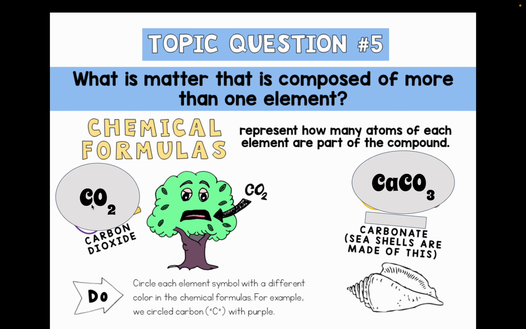They're in this fixed ratio, right? Still a pure substance. If we had a sample of pure carbon dioxide, we would know for every 1 carbon atom, it would be chemically bonded to 2 oxygen atoms.